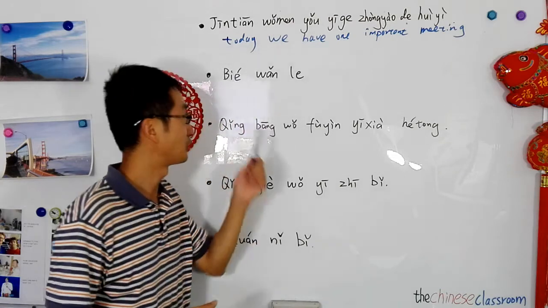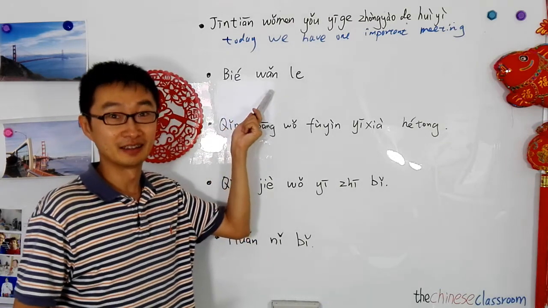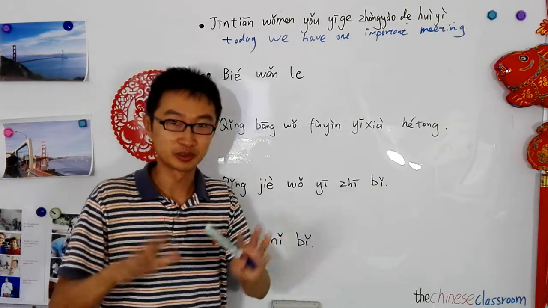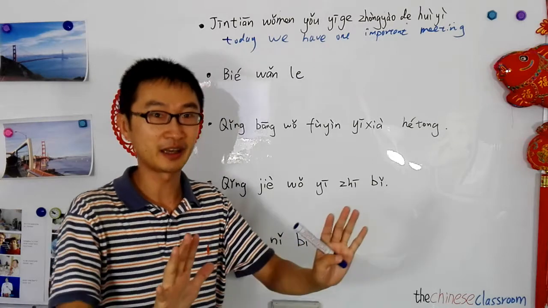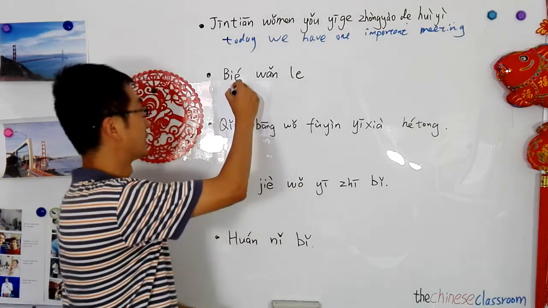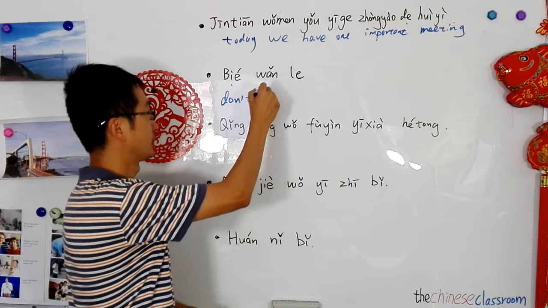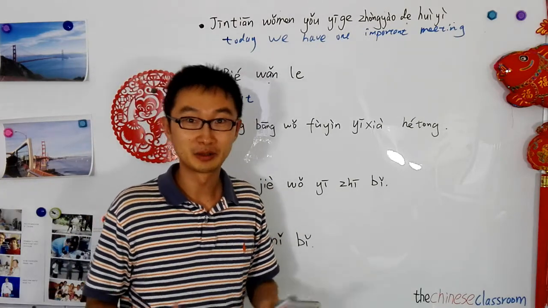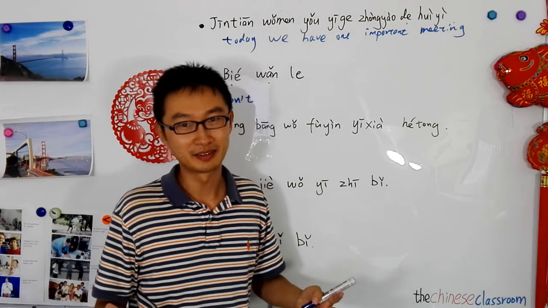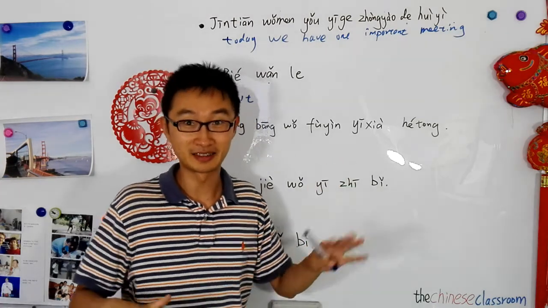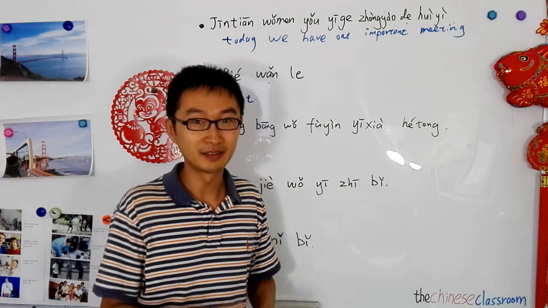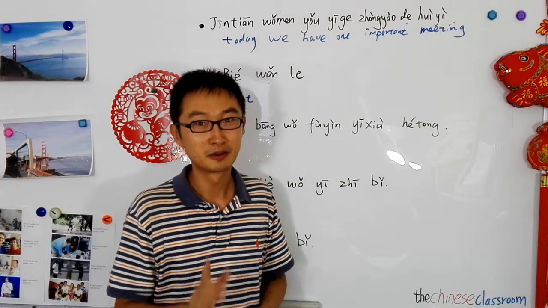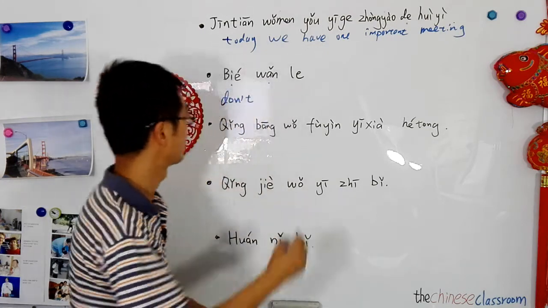Good. Second one. 别晚了，别晚了。别 in Chinese means don't do something. You say 别 do something. Okay. So 别 is don't. 晚, from the word 晚上, is in the evening. So evening, that's kind of late, you know, late time. So 晚 itself, the character itself, means late. 别晚了, don't be late.